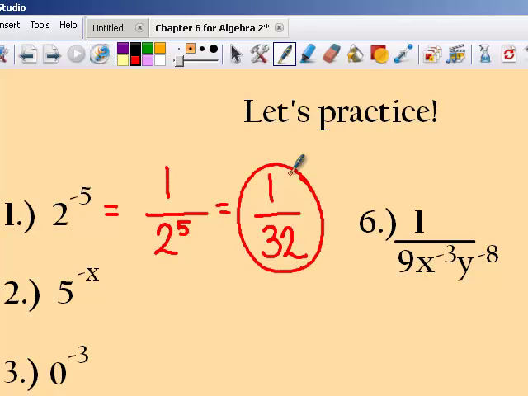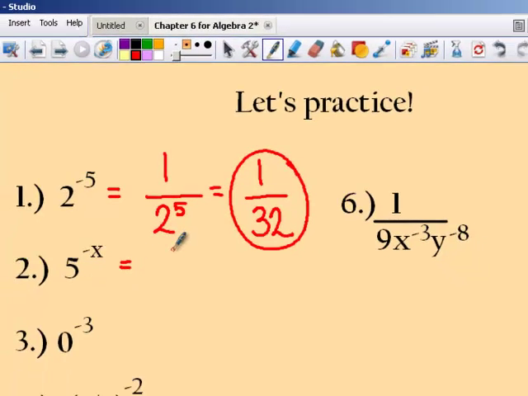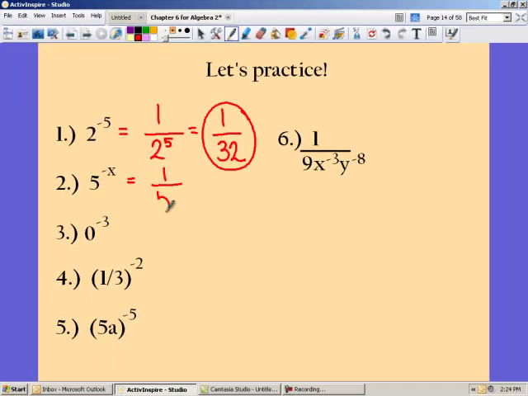Number 2, we have 5 raised to the negative x exponent, which is fine. It's just a variable. So we're going to flip it again, and that x now becomes positive. And you couldn't take this any further, so this is your answer. Number 3, we have 0 raised to the negative third power. And if you got into the habit of flipping this, if you notice, we have 0 on the bottom. And you cannot divide by 0, so the answer is undefined.